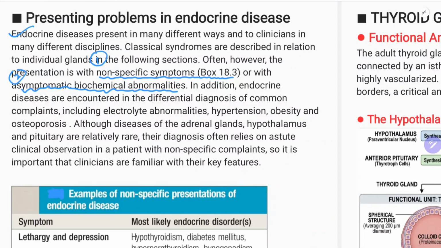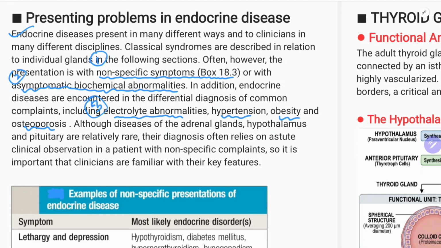Okay. In addition, endocrine diseases are encountered in the differential diagnosis of common complaints including electrolyte abnormalities, hypertension, obesity, and osteoporosis. So this is the third type of presentation. So we have three types of presentation in endocrine disease. One is patient presents with non-specific symptoms like cold intolerance, hot intolerance, weight gain, weight loss, excessive fatigue. Okay, polydipsia, polyuria, all these are non-specific presentations.